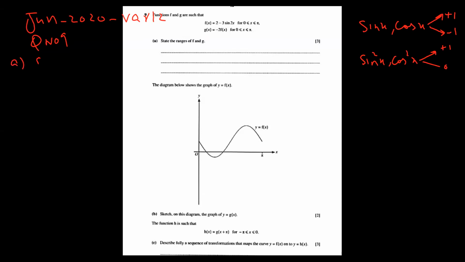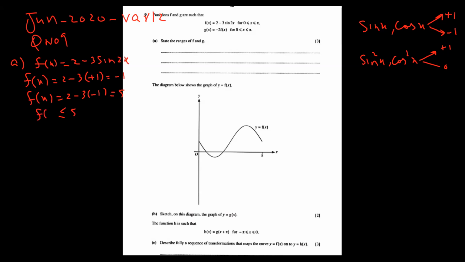So we have f of x equals 2 minus 3 sine 2x. What I will do, I will replace the whole sine by +1, and I got -1. I replace the whole sine by -1, and I got 5. So the range is: highest value is 5, and the lowest value is -1.